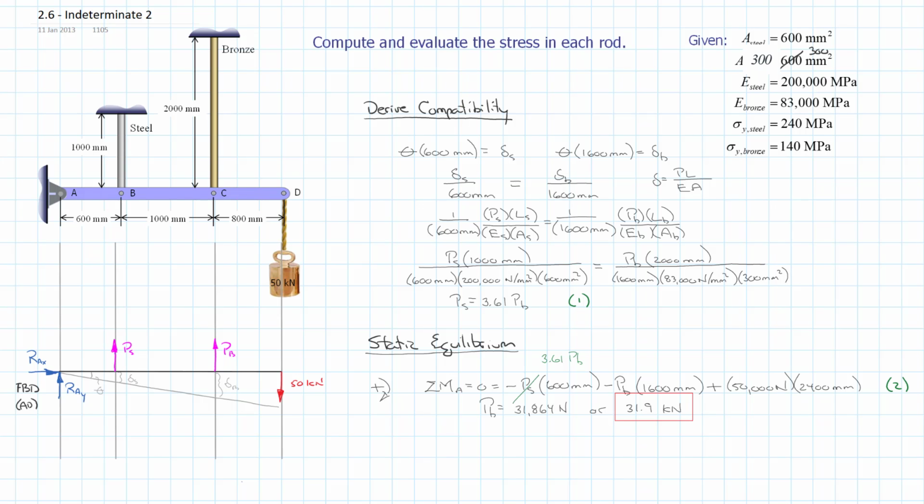Now it's an easy path just to use equation 1, where we can use P sub S is equal to 3.61 times P sub B, which is equal to 3.61 times 31,864 newtons. So we can calculate P sub S to be 115,200 newtons, or 115.2 kilonewtons.